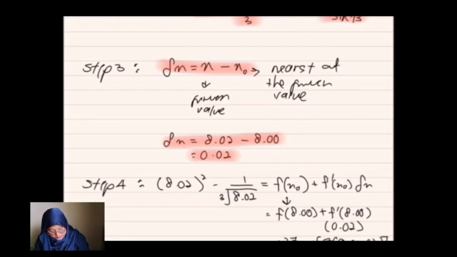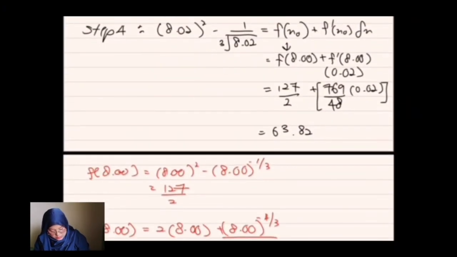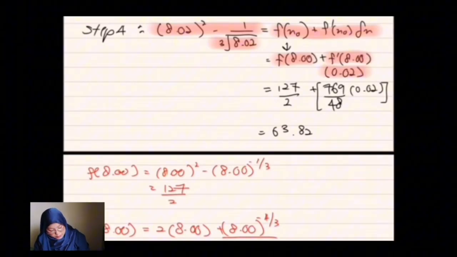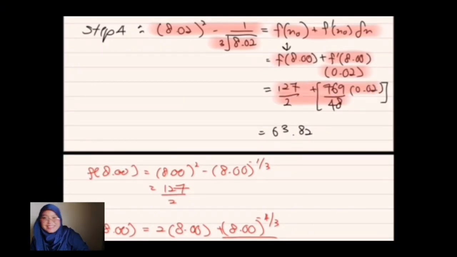For the last step of this question, step 4, we need to use the equation f(x) approximately equals f(x naught) plus f prime(x naught) delta x. So where do we get f(x naught)? We get it from here. And how about f prime(x naught) delta x? We will use the equation from here. So when you substitute it, you will get this. For further explanation, I will show you how the calculations work. So the final answer is 63.82. That's all from me. Thank you.